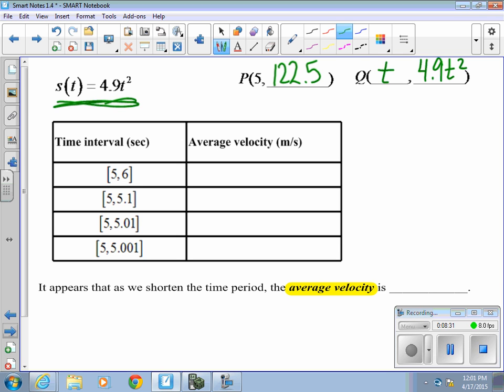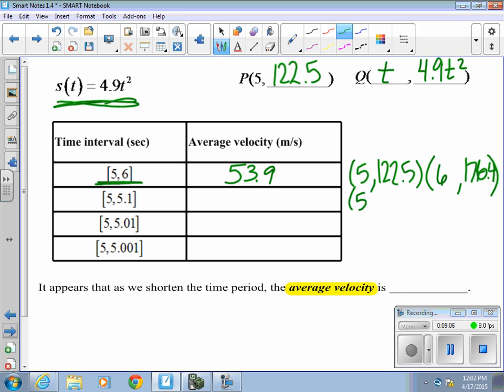Now, be careful. As we do these, we're going to be finding slope each time. But these numbers in brackets don't mean the point (0.5, 6). It means we want the point at 5 and the point at 6. At 5, it's 122.5, which we found earlier. If you plug 6 into 4.9t squared, you get 176.4, sorry. Find the slope between those 2 points. You'll find that it is 53.9.